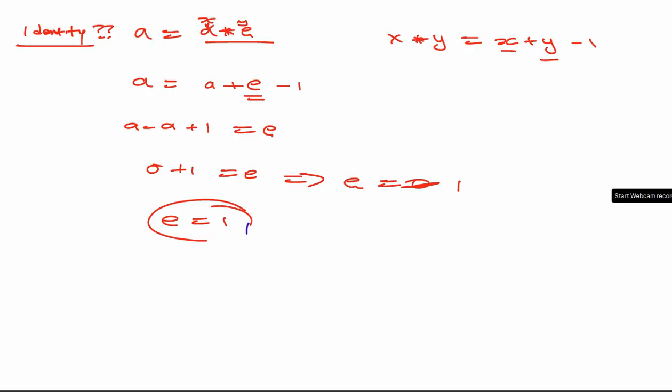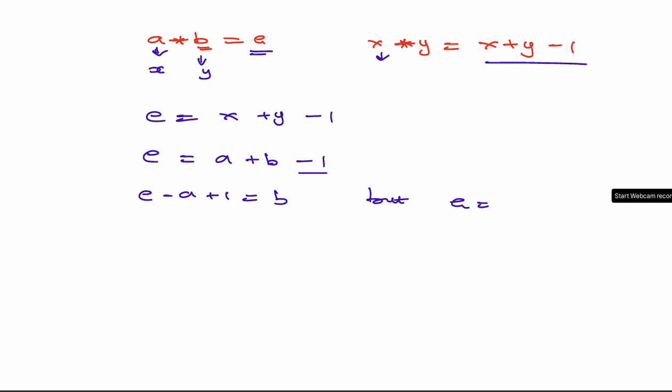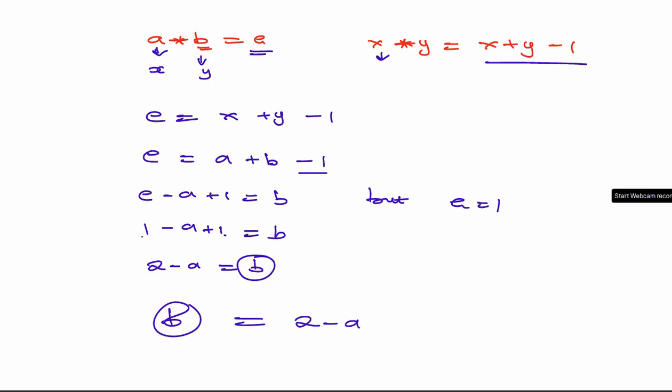But E is equal to 1. This is the identity element we found. So where there is E, we put 1. Okay, we put 1 there. We put 1 minus A plus 1 is equal to B. That means 1 plus 1 we get 2. So we're going to have 2 minus A is equal to B. And since B is an inverse, the inverse is equal to B. The inverse becomes 2 minus A.